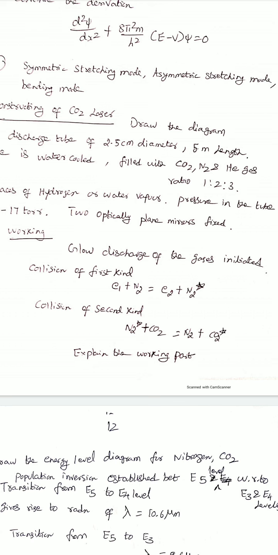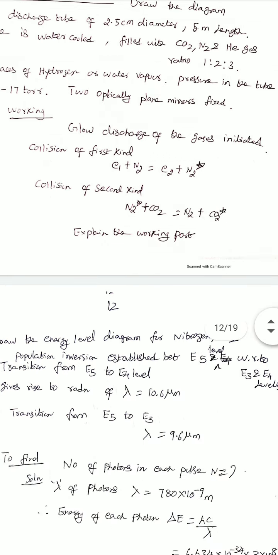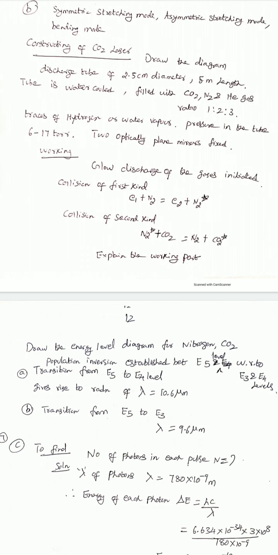Then the collision of second kind, that is N2 star plus CO2. So you have to explain these nitrogen molecules from the metastable state coming to the ground state, and they are colliding with the CO2 molecules in the ground state. Then CO2 molecules are excited to the higher state. Then you have to draw the energy level diagram for nitrogen and also for CO2 molecules.